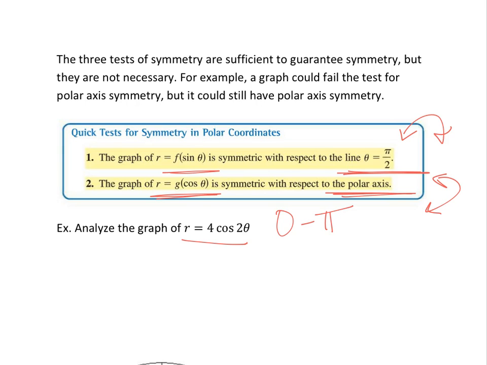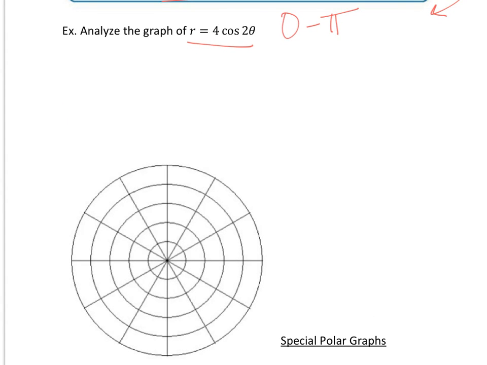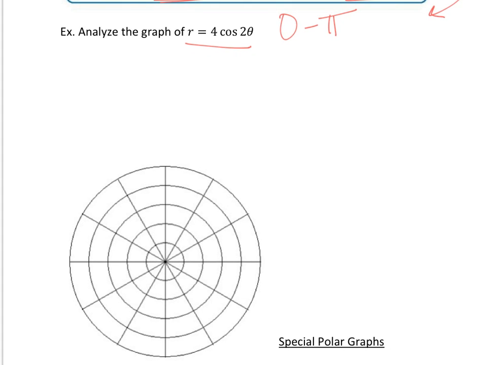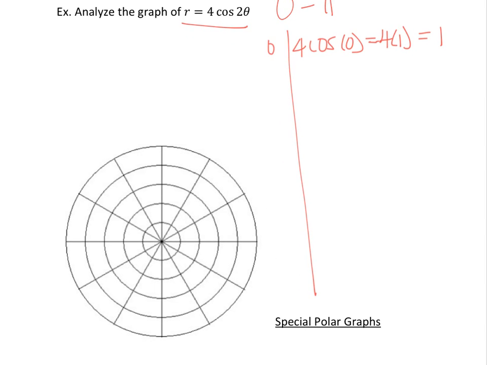So this is what I'm saying: if you know your symmetries, you can shorten the amount of time you use making a table and writing your graphs out. Okay, so if I start at 0, 4 cosine 2 theta. 4 cosine of 2 theta, that's going to be cosine of 0. So that's going to be 4 times 1, which is 1. And by 1, I mean 4. I put a 4 there. Angle 0, go out 4.